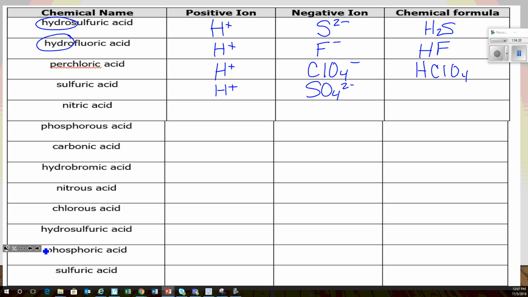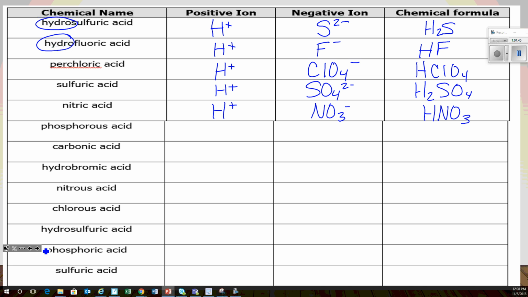SO4 2 minus. So how many hydrogens do I need to balance it? 2. H2SO4. Okay, nitric acid. Nitrate. So what was nitrate? We did that one already. NO3 with a minus. Good. +1, -1. Smash it together.